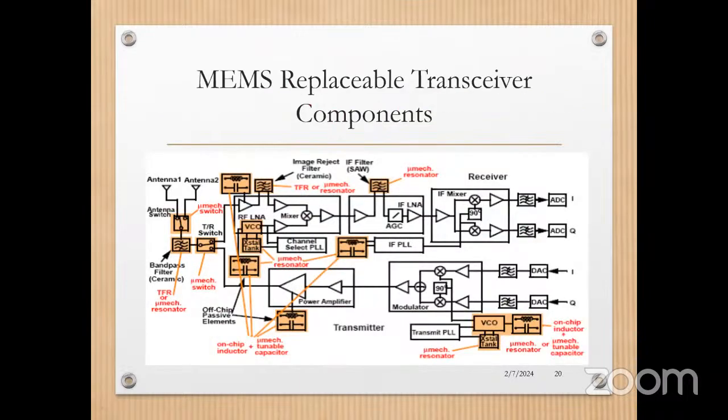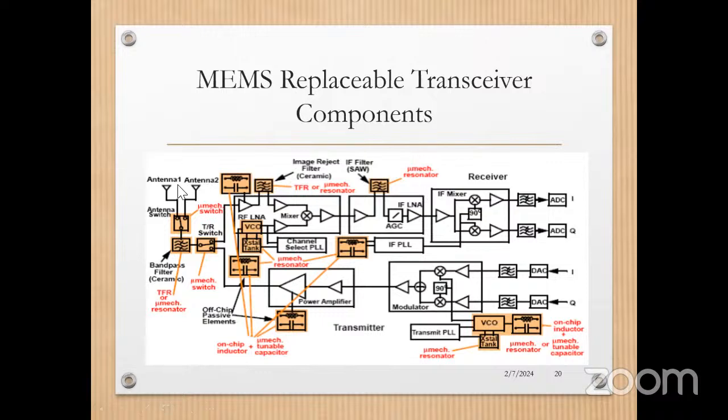This is a block diagram that shows how our mobile phone components are now replaced. In the block diagram, the colored components are now replaced by MEMS components. This is a block diagram of a transceiver, where a transceiver has a transmitter as well as a receiver. This is the setup that is available inside our mobile phone, on your PCB.